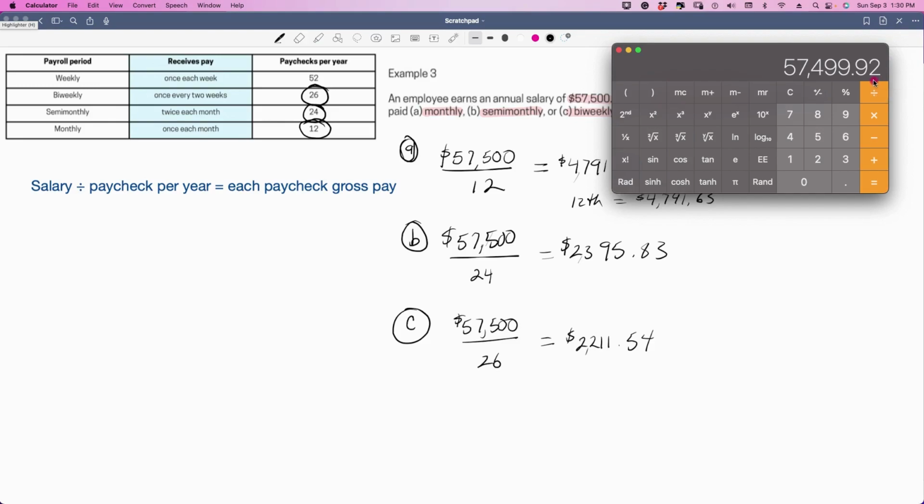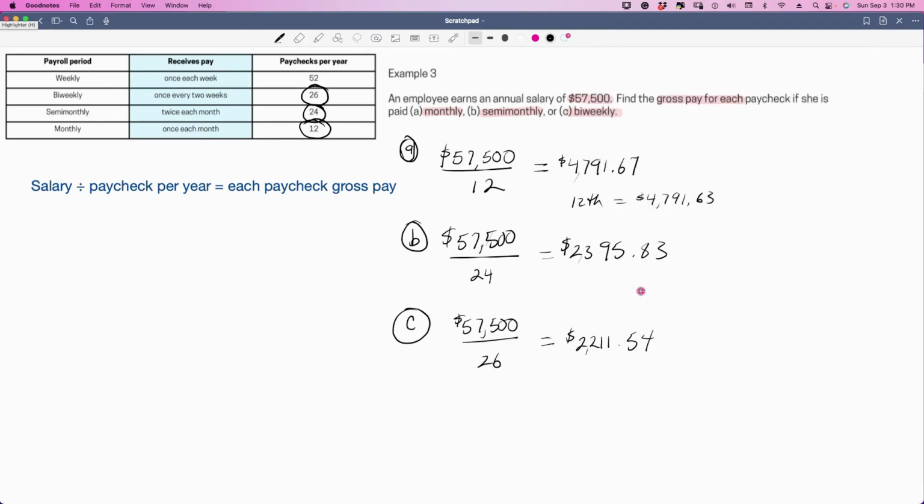Notice she's 8 cents short, right? She has 8 cents less than she's supposed to make. So her 24th paycheck would be 8 cents more. So that would be 91 cents. So she would make on that 24th paycheck, she would get paid $2,395.91. So they would make that adjustment to correct it.